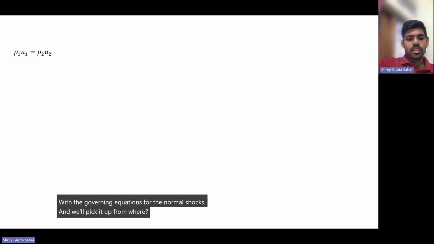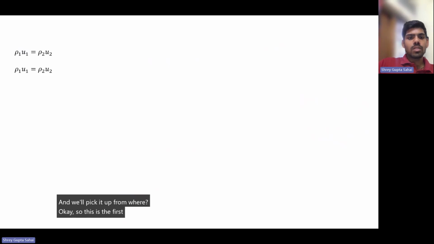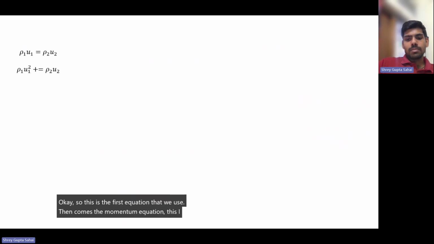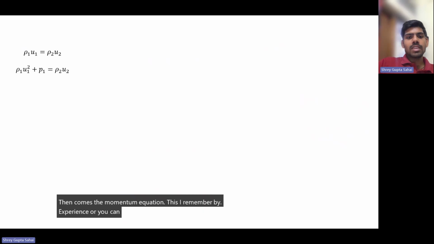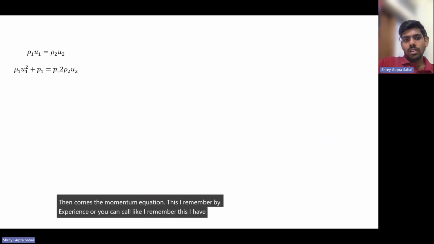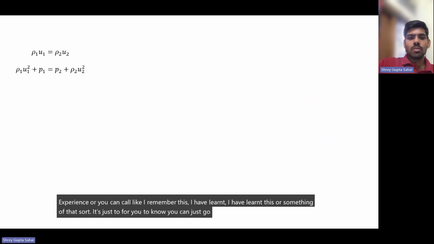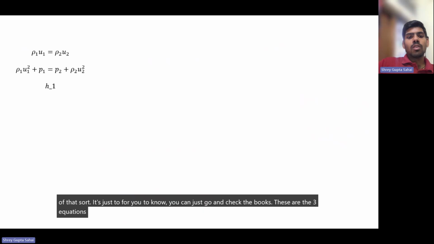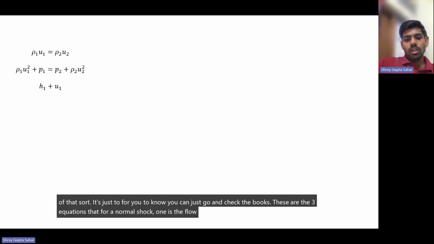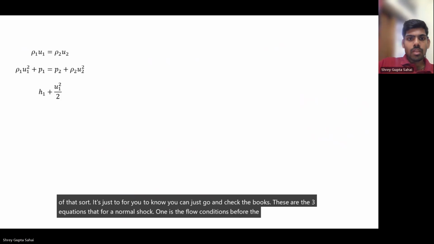Okay, so this is the first equation that we use. Then comes the momentum equation. This I remember by experience, I have learned this, something of that sort. It's just for you to know. You can go and check the books. These are the three equations for a normal shock. One is the flow conditions before the shock, and two are the conditions behind the shock.